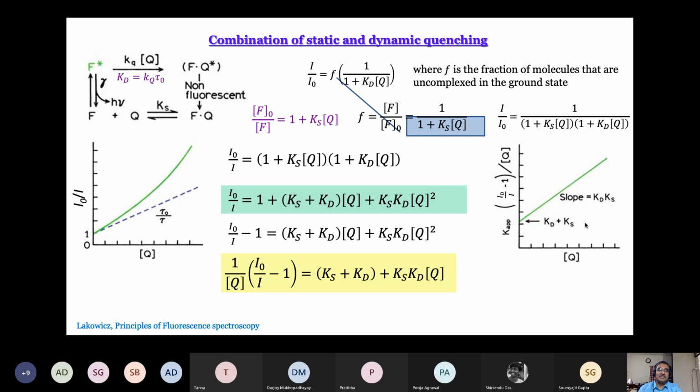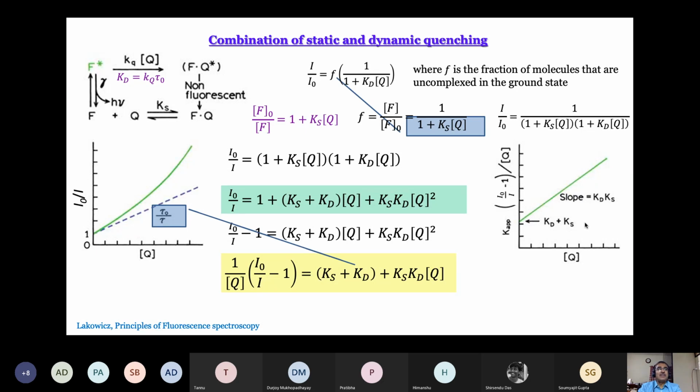Yeah, Himanshu, go ahead. Sir, I think tan theta is equal to Kd into Ks. No, I'll tell you the answer. As I said, the answer is there in the slide. We also make another Stern-Volmer plot with tau 0 by tau. Remember, tau 0 by tau, that plot gives us the signature of only dynamic quenching. So from that plot, we get to know what is Kd.